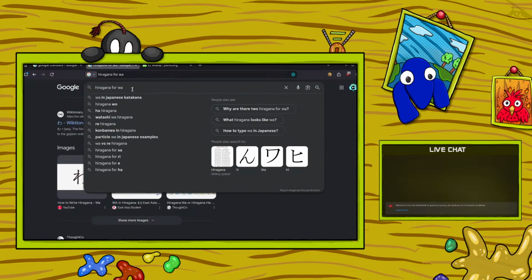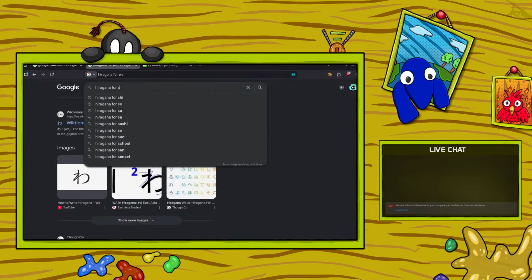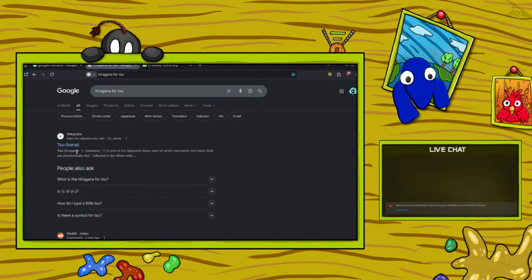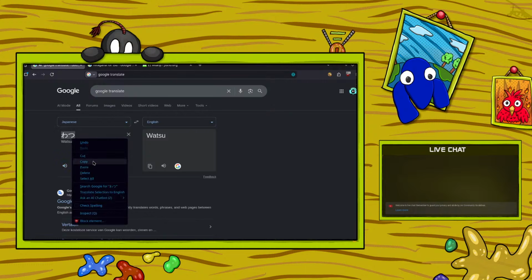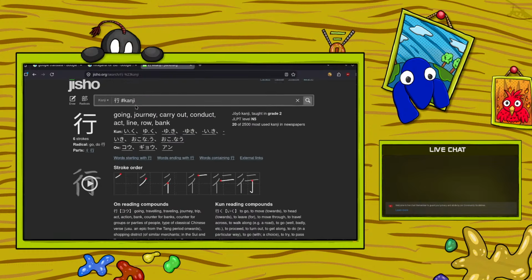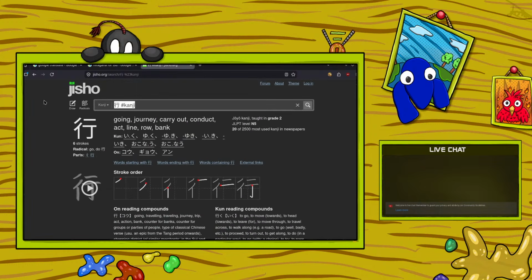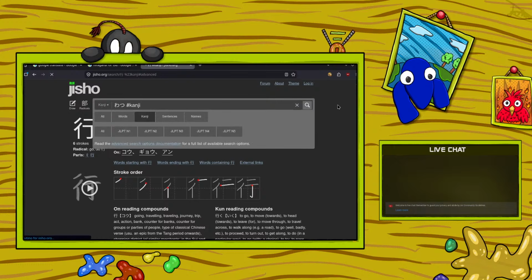And then we're looking for a tsu. Oh no, wait. Tsu. There you go. So watsu. Let's see if we can find this combination. If it's not the right combination, it's wrong, but oh well. Let's see if we can actually find it as a kanji for watsu.